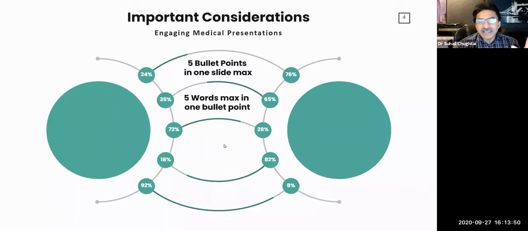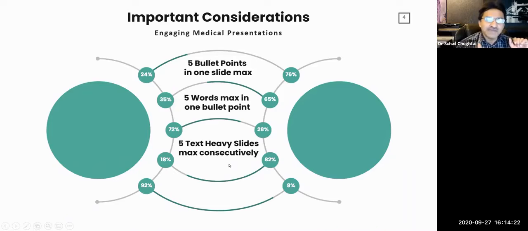Do not make a sentence. Do not put prepositions. Make a statement like PowerPoint changes medical presentations, or vaccine arrival can change COVID. So put a statement, no prepositions, no is, no are. Don't make a sentence where you have to put a full stop at the end. That's not a bullet point, by the way.